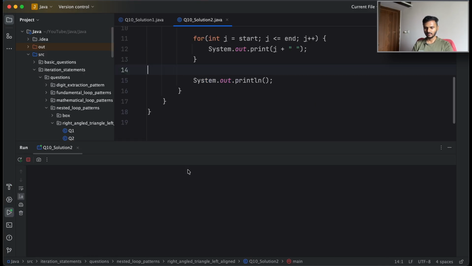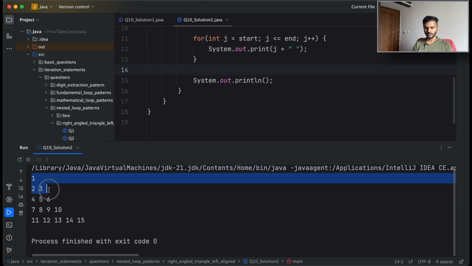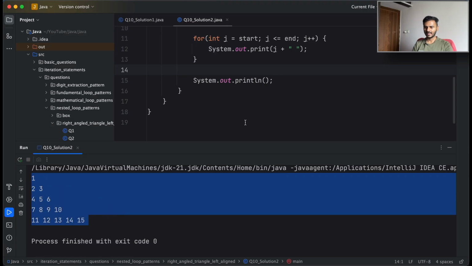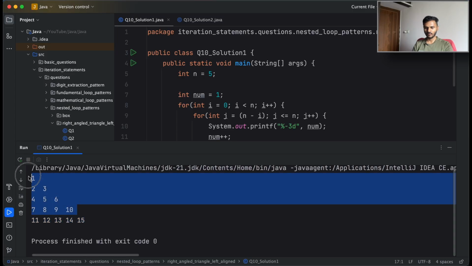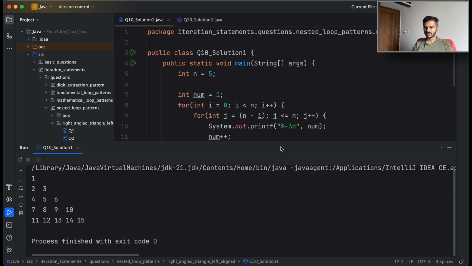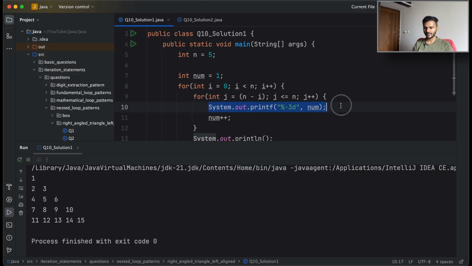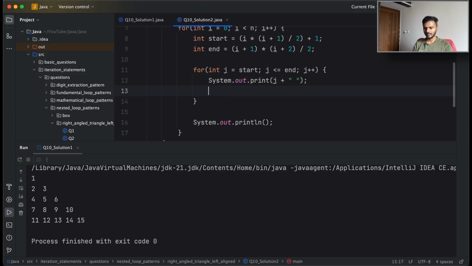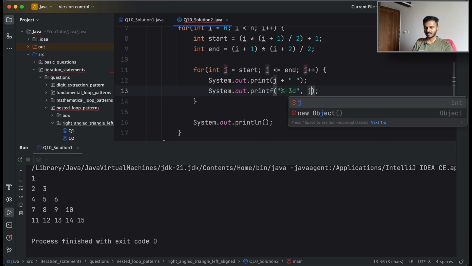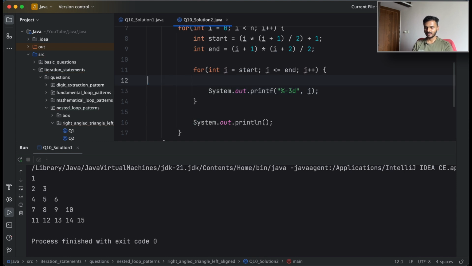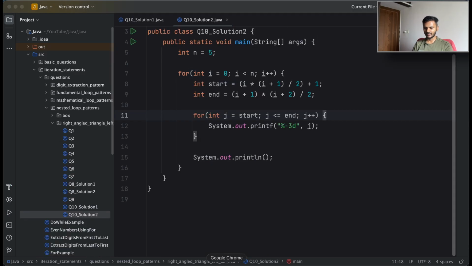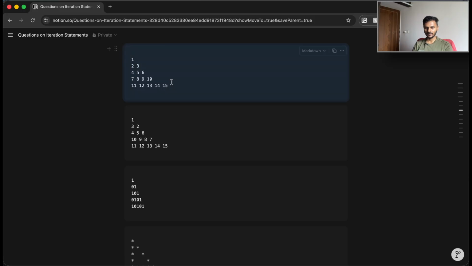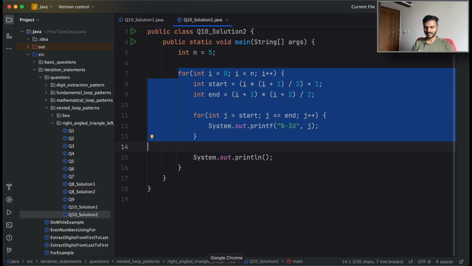So if I run the code, let's see the output, and that is 1, 2, 3, 4, 5, 6, 7, 8, 9, 10, 11, 12, 13, 14, 15, which is exactly what we got in solution 1 as well. Of course, the alignment was different. And if you want to keep the same alignment, you can copy this, come back here, paste this over here, replace num with j, and get rid of this print statement. So if I run the code now, even the alignment matches over here. So this is how we can solve this question using this logic, right?